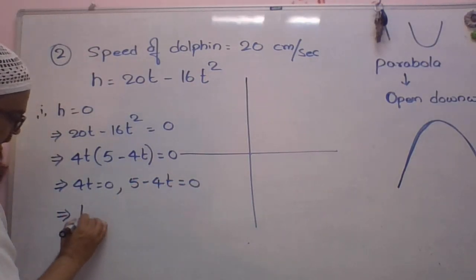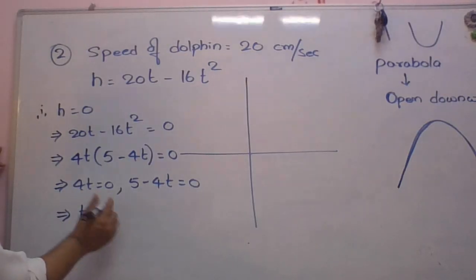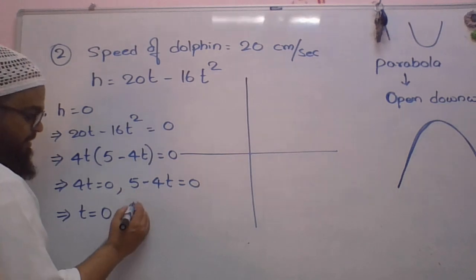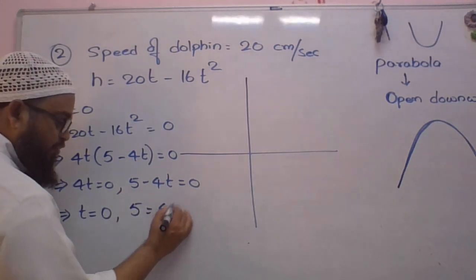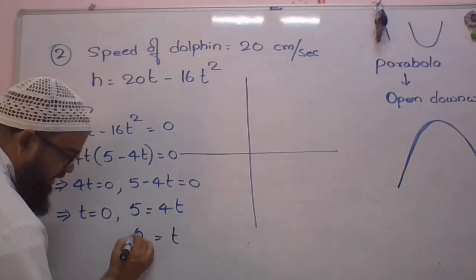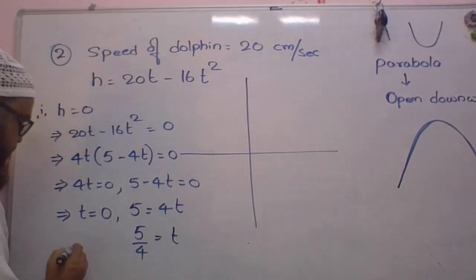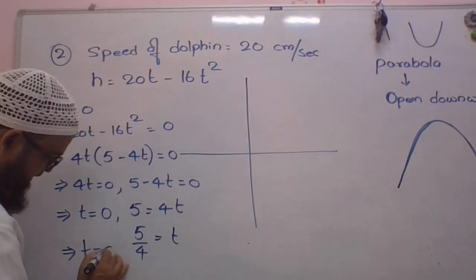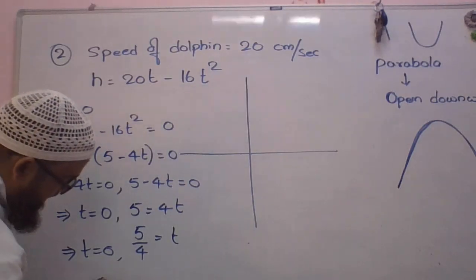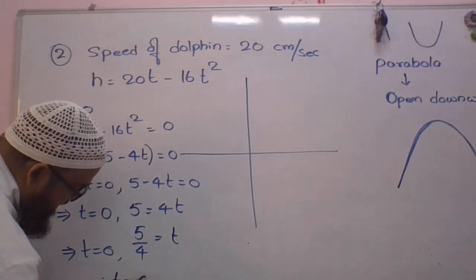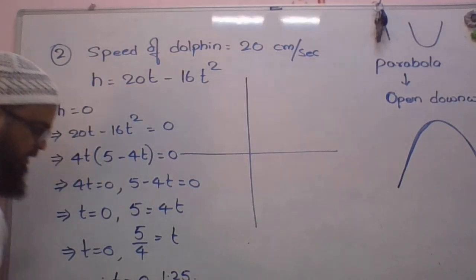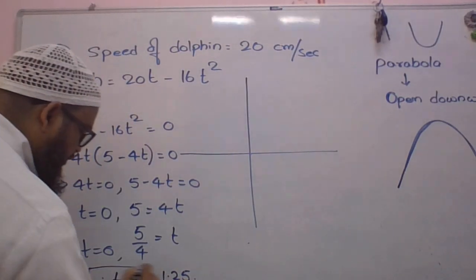So from here, I can say that t is equal to 0 divided by 4, which is 0. Understood? And from here, 5 is equal to 4t, so t is equal to 5 by 4. Since t is time taken, for easier understanding I can write it as t is equal to 0, comma, 1.25.